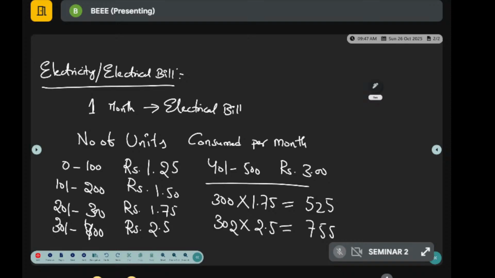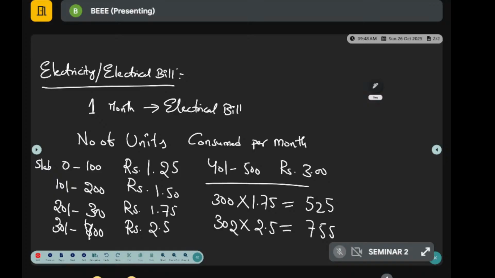You understand now? Only what is the difference? 300 and 302. What is the difference of units? Just because 2 units are increased, the rupees change; we can call it slabs. So this slab is converted to 301 to 400. How much amount are you paying now? Nearly 200 or 250 something. So increase only 200 for 2 units.